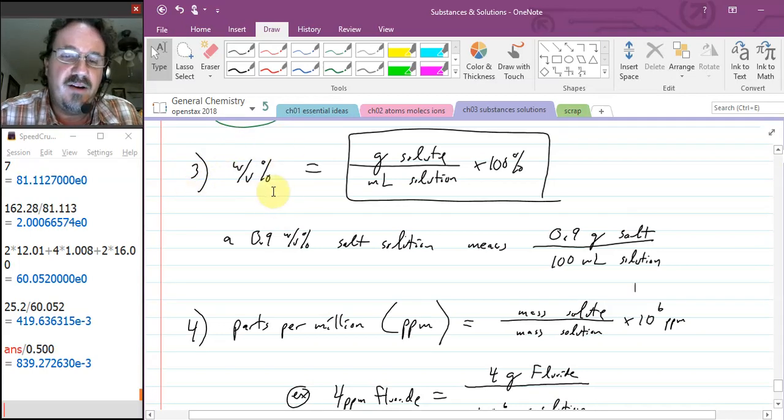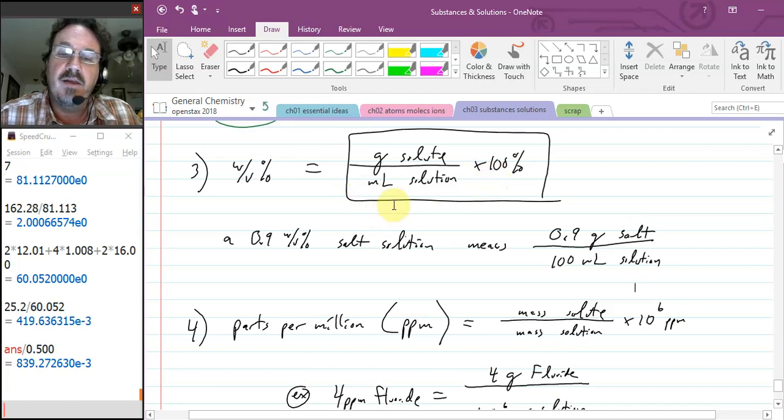What are they telling you here? Again, solute on the top, solvent or solution on the bottom, like always. Right? But this time, weight is on the top, volume is on the bottom. So grams of solute per milliliter of solution. That's mass on top, or weight. That's volume on the bottom. And again, times 100 to convert it to a percent.